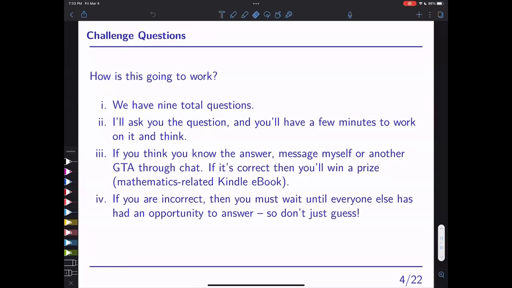If you're incorrect, and this is the key, be very sure you know what you're saying, you have to wait till everybody else has had an opportunity to answer. So don't just guess. After that, we'll discuss how to answer that question. Now, something I don't have on here, I'm going to have a little hint before each problem. Feel free to unmute, say whatever you like when we're talking about the hint. It's in a topic directly related to that question.